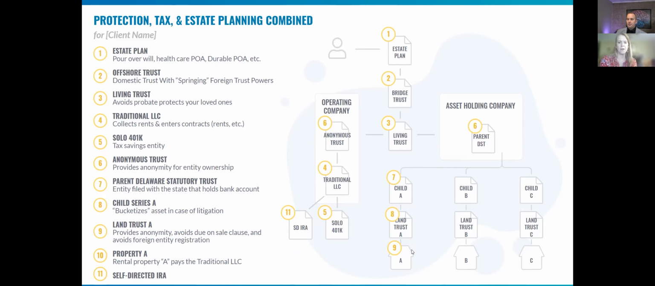Okay, so if I have two properties, then I would need two series? That's right. Your first property will go underneath this child and land trust, and then we create a completely separate child and land trust to hold the second property. That way each property is compartmentalized, meaning that if someone sues one of the properties, they can only get to that one property, and they're also held anonymously because the land trust is an anonymous trust. It's not filed anywhere, so we are able to preserve the anonymity at that point. Okay.